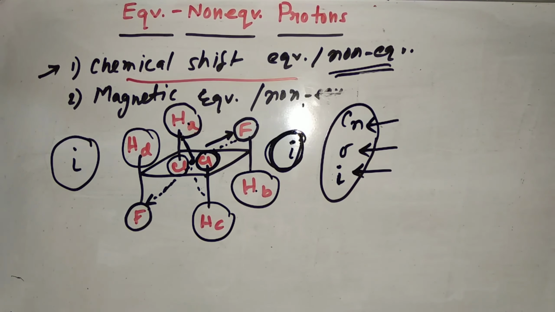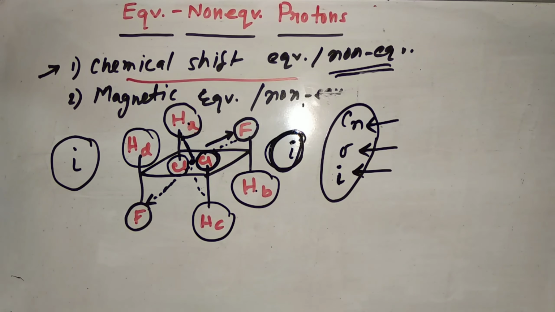Okay, so now coming to chemical non-equivalence. So what is chemical non-equivalence? This will be the opposite of what I have told you. If in a system there is no plane by which we can determine two different protons as chemically equivalent, then we will say that these two protons will not be chemically equivalent.